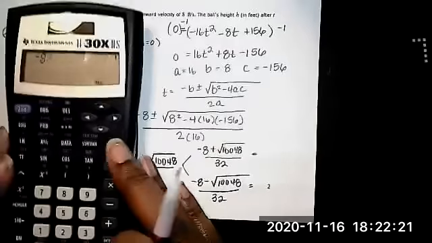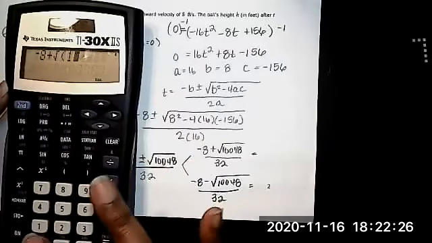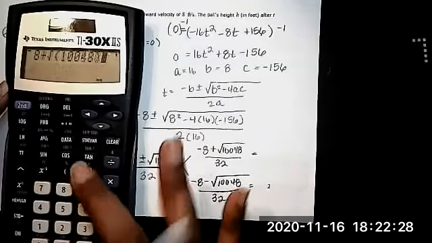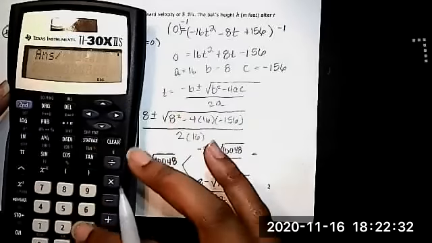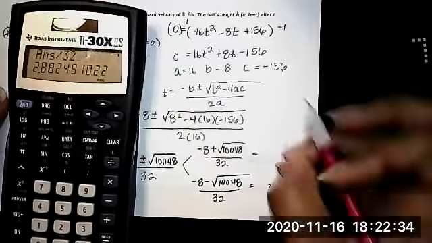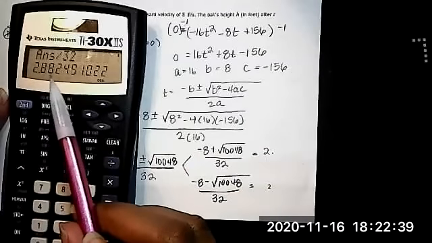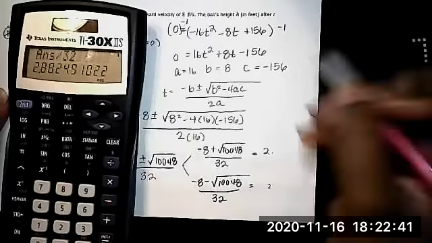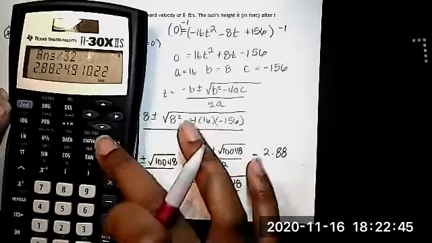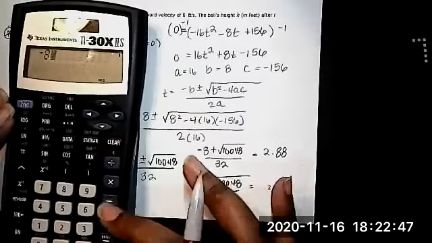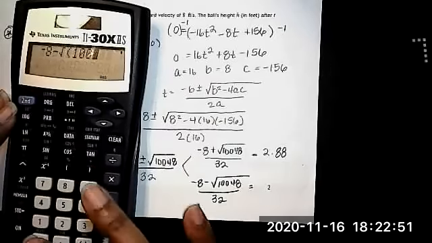Okay, so in this case, let's do the first one first. Negative 8 plus the square root of 10,048. Get an answer there and divide that by 32. So our answer is 2 point, it looks like 8, and this 8 right here stays 8 because that's a 2. So 2.88. Okay. And now let's do the bottom, negative 8 minus the square root of 10,048.